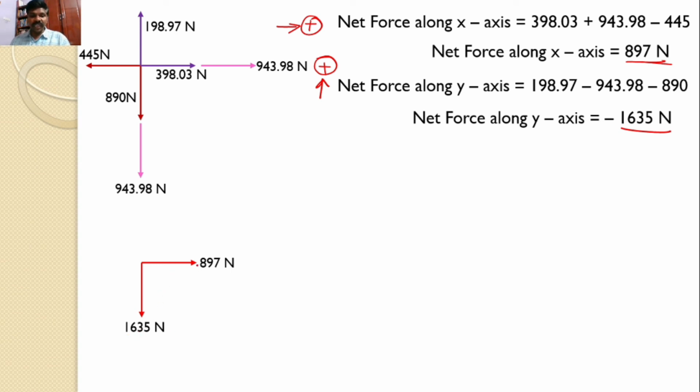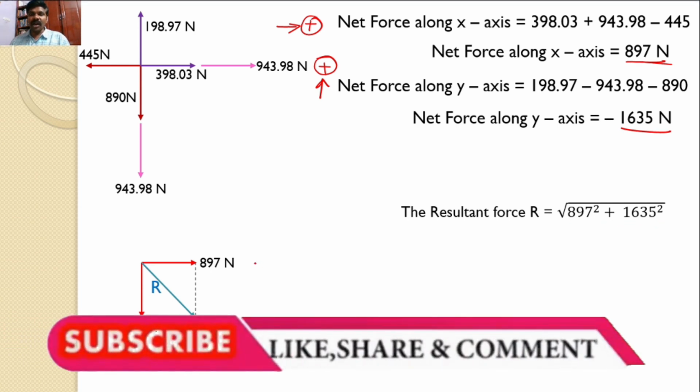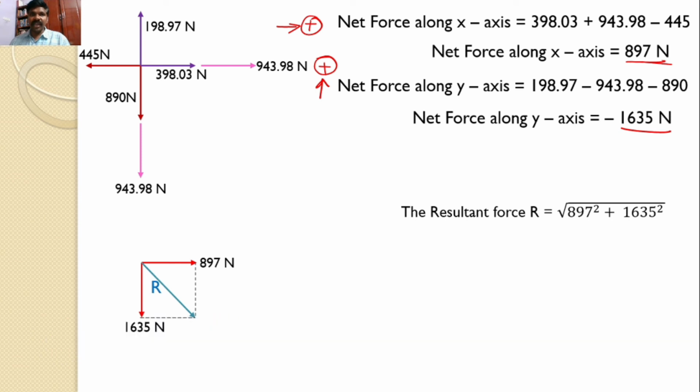Now, according to the parallelogram law, I can construct a parallelogram like this, and then the major diagonal R becomes the resultant force. What is the magnitude of that resultant force? You know, it is the square root of 897 squared plus 1635 squared. The parallelogram law of forces, I have prepared the concept in another video. Please watch that video. Now, the resultant force R is equal to 1865 newtons.